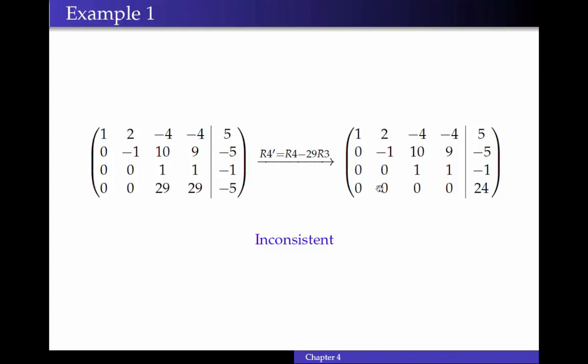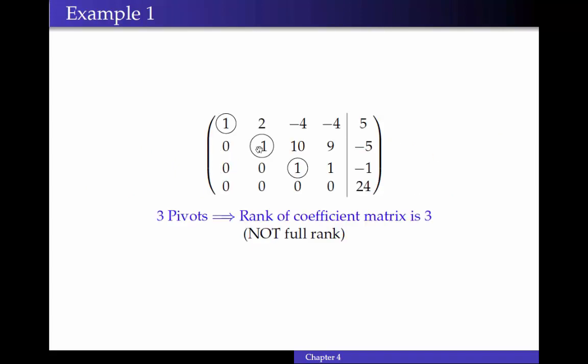Now I could also talk about the rank of this matrix. All I do is count the number of pivots that were used, and I can see that the rank of the coefficient matrix is 3. It's not full rank. In order to be full rank, the rank has to be equal to the minimum of the rows or the columns. I think we'll get into that in more detail in the next lecture.